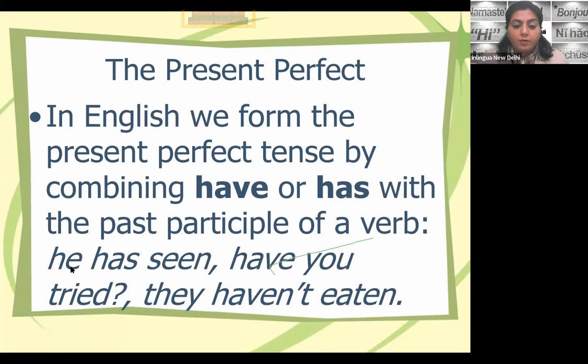All right. Now he has seen something. He is a third person singular. So we say he has seen something. Have you tried? Now this is a question, but with you, you need not put has, you need to put have. You cannot say has you tried, it should be have you tried. They have not eaten. It's a negative sentence. They is a plural. With we or they, you need to say have. The only difference here, in this sentence, is that we add not. They have not eaten or they haven't eaten.